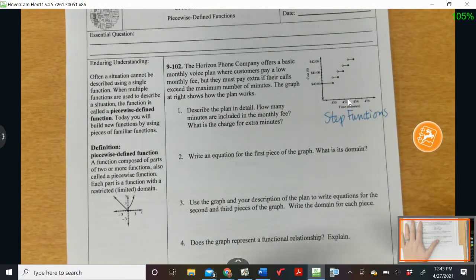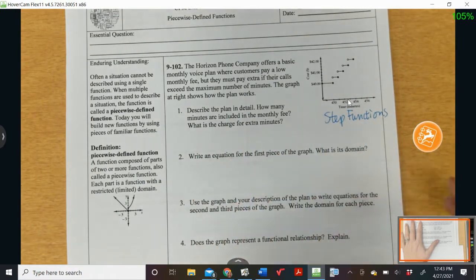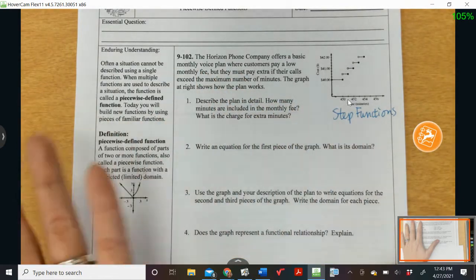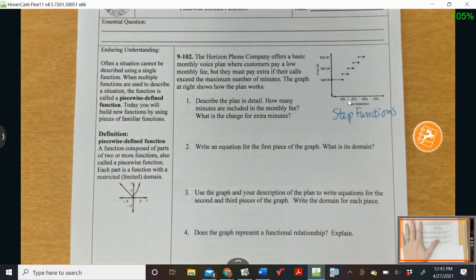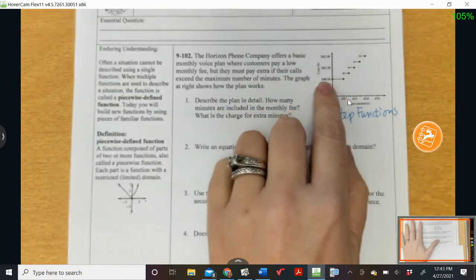Like money is discrete by nature. I can have a penny, but I can never have half a penny or a third of a penny or anything like that. So money is discrete, whereas time, I can have half a minute, half a second, half an hour. Time is infinitely continuous. There's all sorts of things. So that's where step functions come from.